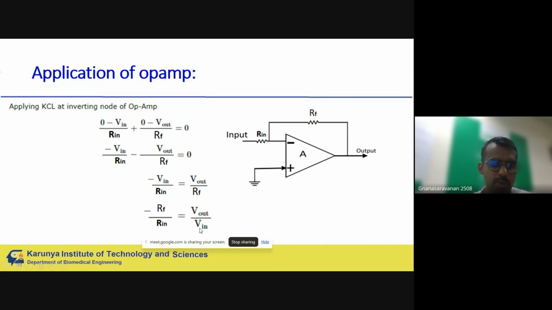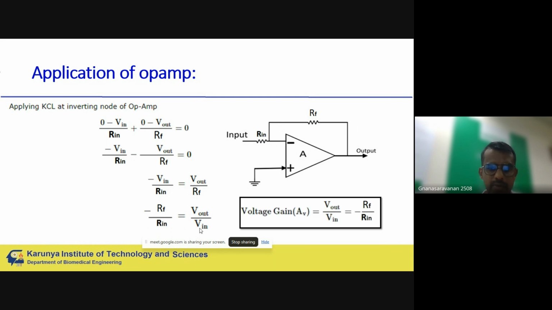Output voltage divided by input voltage. What is output voltage divided by input voltage? That is nothing but the gain, and it is actually output voltage divided by input voltage. So it is called voltage gain. So voltage gain is equal to minus Rf by Rin.